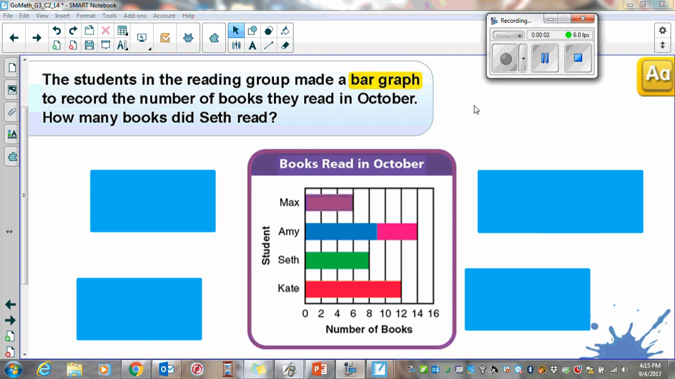Good afternoon, this is Mrs. Jackson, and this afternoon we are going to talk about how you can read and interpret data in a bar graph. And as you can see, our bar graph today is showing us books read in October, and we find that by looking at the title.